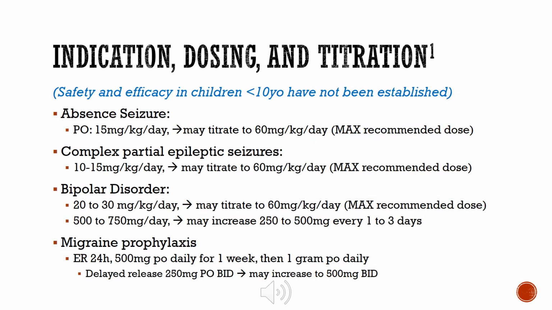This next slide lists the indications, dosing, and titrations for Depakote. For absence seizures, we're going to start with PO 15 milligrams per kilogram per day, and then we can titrate to the max dose of 60 milligrams per kilogram per day. For complex partial seizures, we can start with 10 or 15 milligrams per kilogram per day, and then titrate to 60 milligrams per kilogram per day.